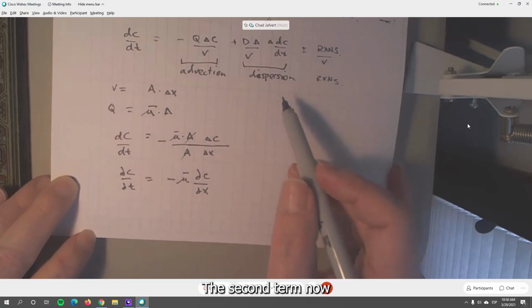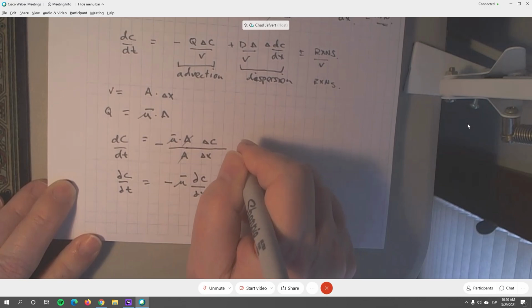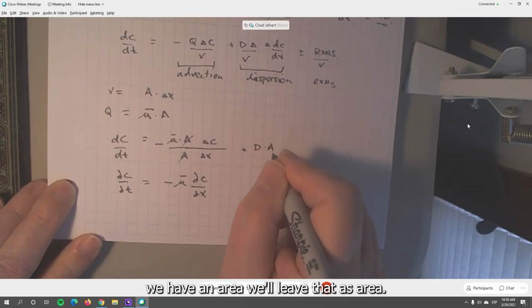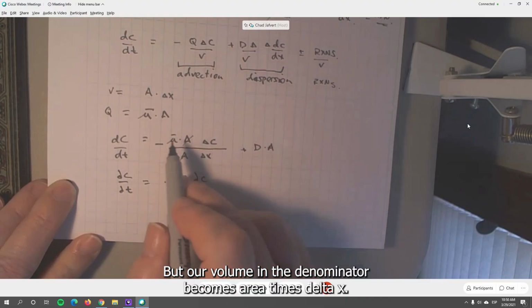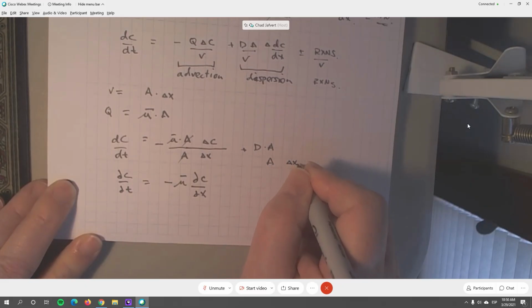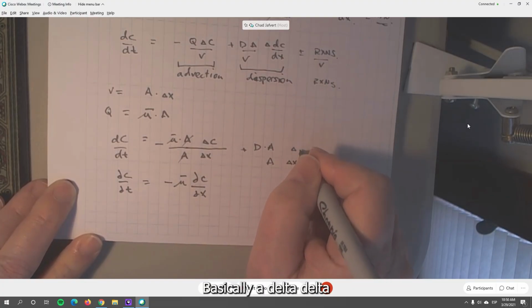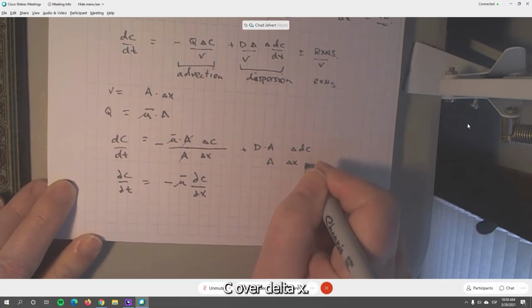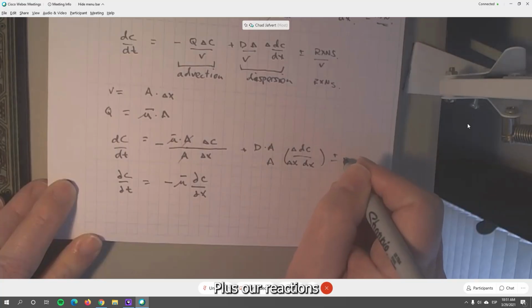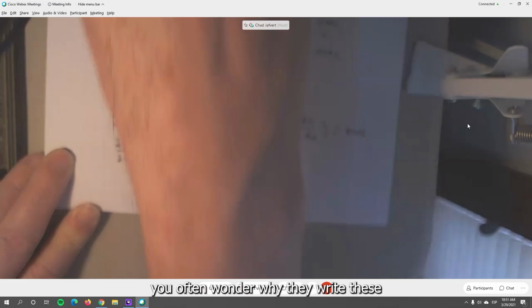This second term now, right here, the diffusion coefficient is the same. So plus the diffusion coefficient, we have an area, we'll leave that as area, but our volume in the denominator becomes area times delta x. And we have two D's here, basically a delta C over delta x, plus our reactions.